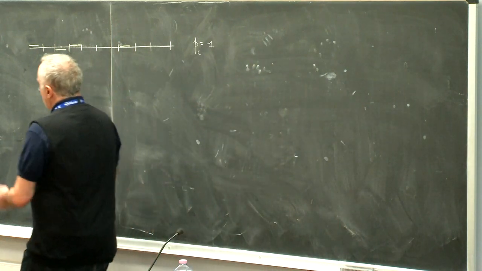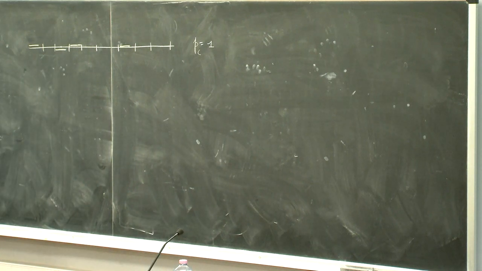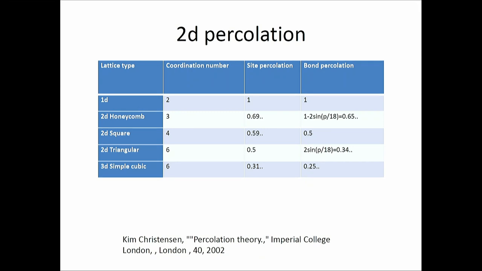We can leave it, it is not very interesting. Now, if I go into two dimensions, then I have a lot of variety coming in, because in two dimensions I can change the shape of the lattice as well. So I can have 2D honeycomb, or 2D square, or 2D triangular. And the problem changes because each of these lattices has a different coordination number. And on each lattice, I can ask, what is the difference between site percolation and bond percolation? They are not the same problem.